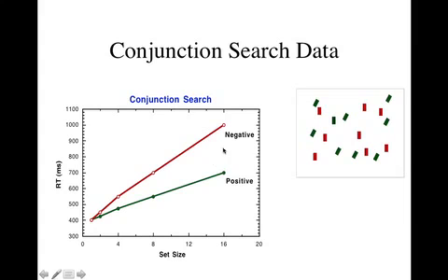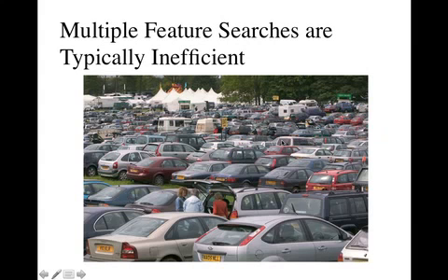We also discussed the positive and negative. Positive, if the item's there, is going to take longer than responding that it's not there. And that's because in the positive case, you're usually going to have to go through about half the items before you actually come across it.